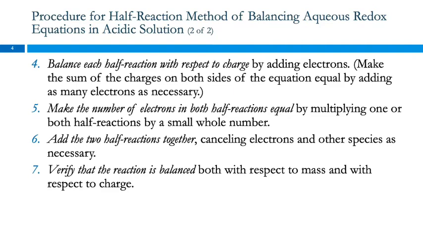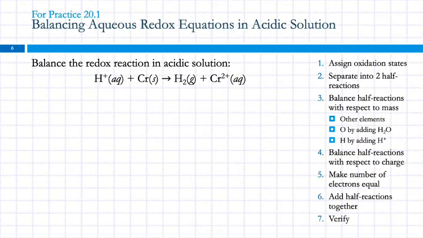Then you look at your 2 half reactions and you need the number of electrons in each of them to be the same so that when you add them together they cancel out. So this may involve some multiplying. You add the half reactions together, cancel electrons and anything else that occurs on both sides, and then you check the balance with respect to mass and charge. So those are the steps. We're going to do some examples.